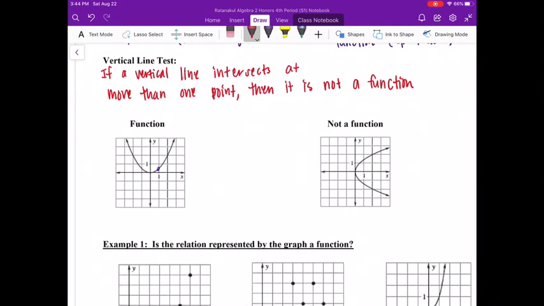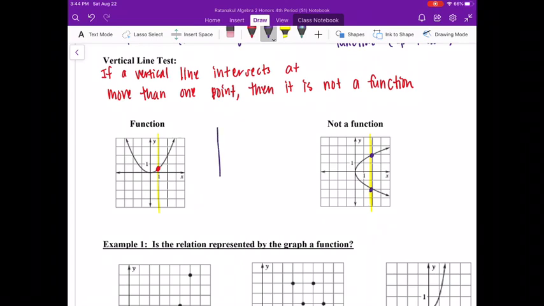So we have an example of a function and not a function. So this first graph, if I put a vertical line here, it is only going to intersect my graph once. Versus if I put a vertical line at the second graph, it crosses my graph twice. So that's not going to be a function.